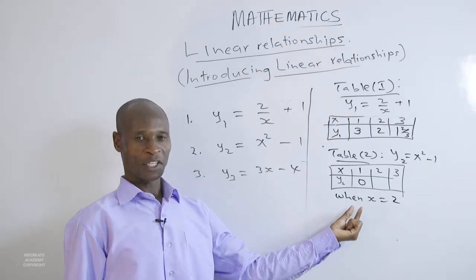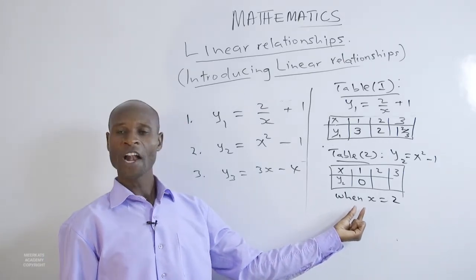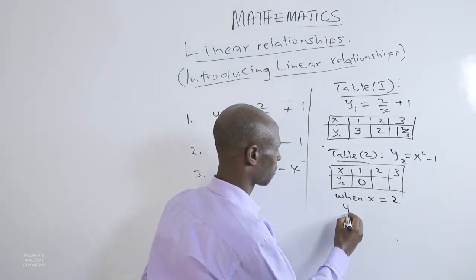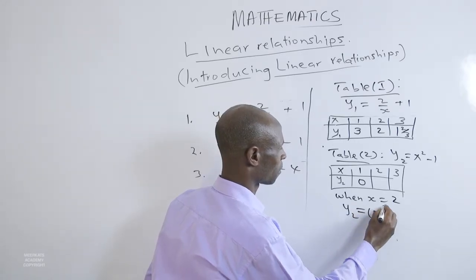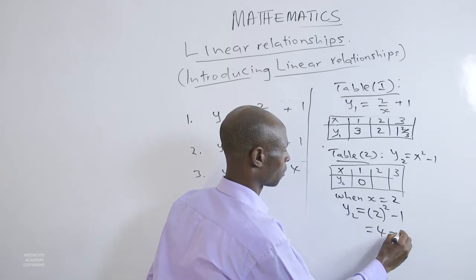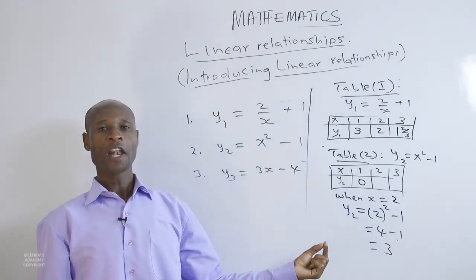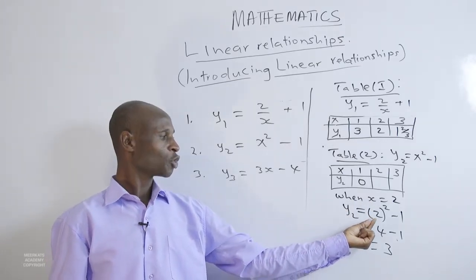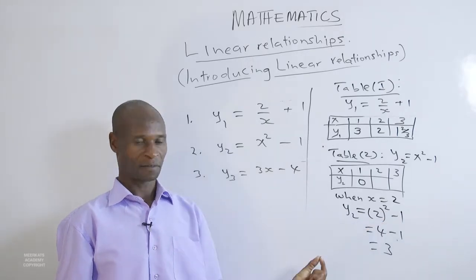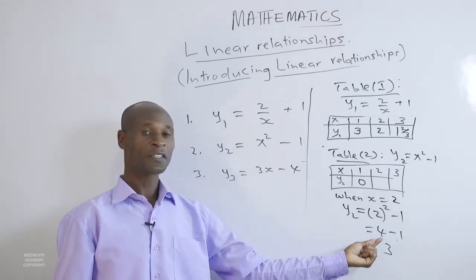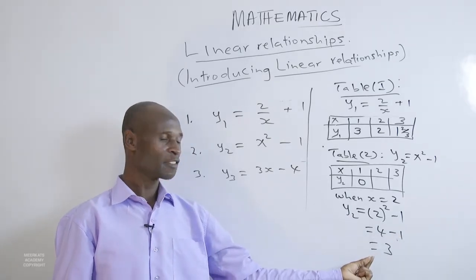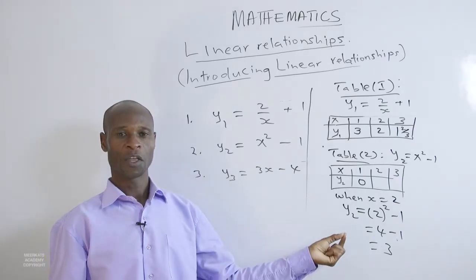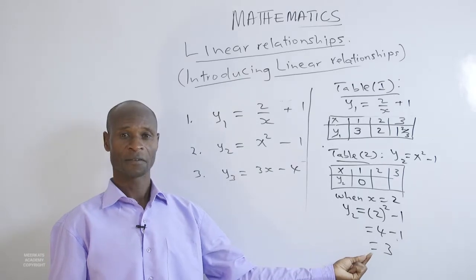Now, we extend the same knowledge by taking the value of x to be 2. What will be the value of y? When the value of x is 2, we discover that the y value will be 2 squared minus 1. And 2 squared is 4, minus 1, which gives the result as 3. So in this case, when the value of x is 2, the corresponding y value is 3.